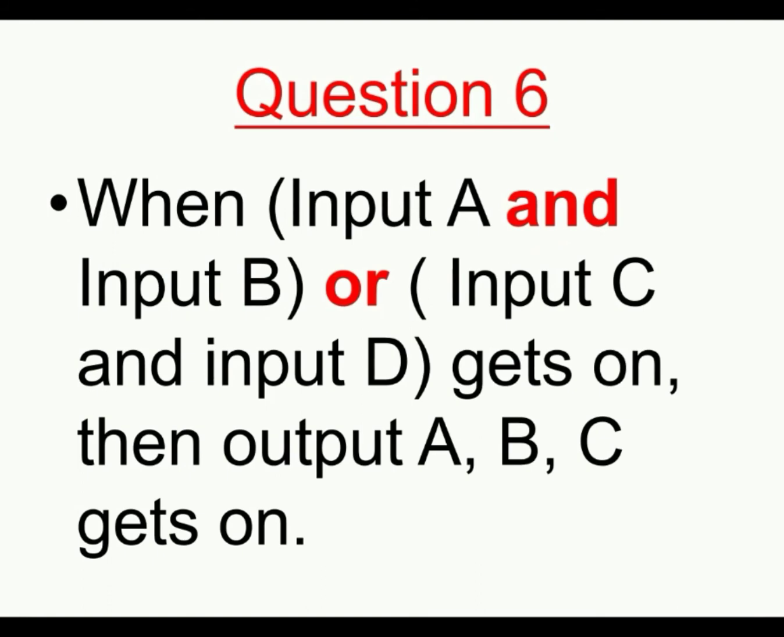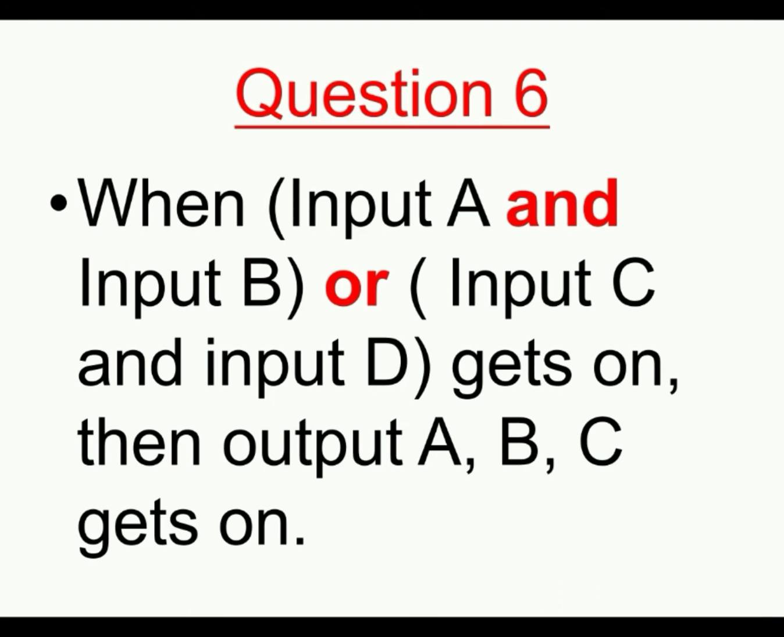Now this is question number 6. When input A and input B both are in brackets, it means input A is in series with input B, or means parallel, input C and input D, meaning input C is in series with input D, gets on, then outputs A, B, C get on. It means I have 4 inputs, A, B, C, D, and 3 outputs, A, B, C. And now I have to go step by step according to the question.